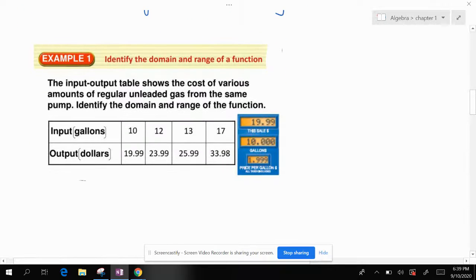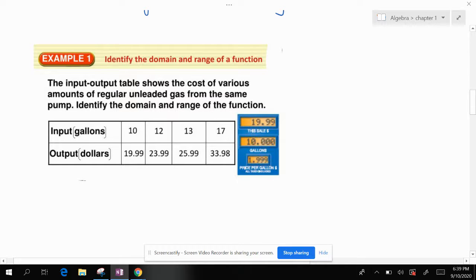So here's our first example, just identifying domain and range. All right, sorry, my computer was acting up. I was trying to figure out why.